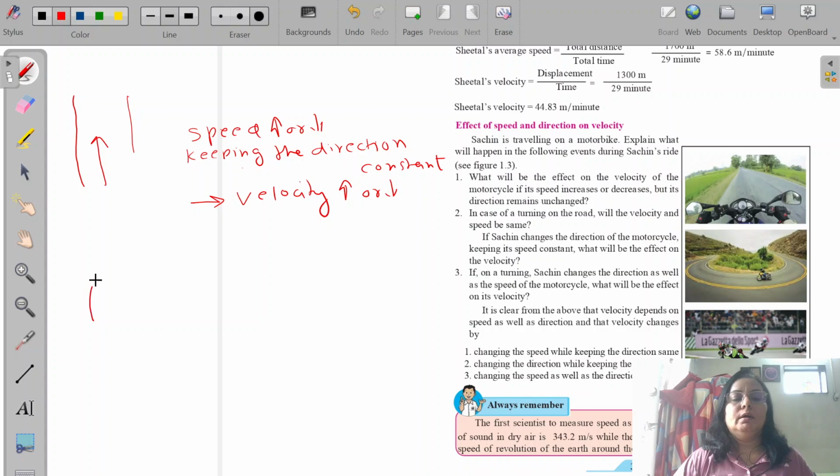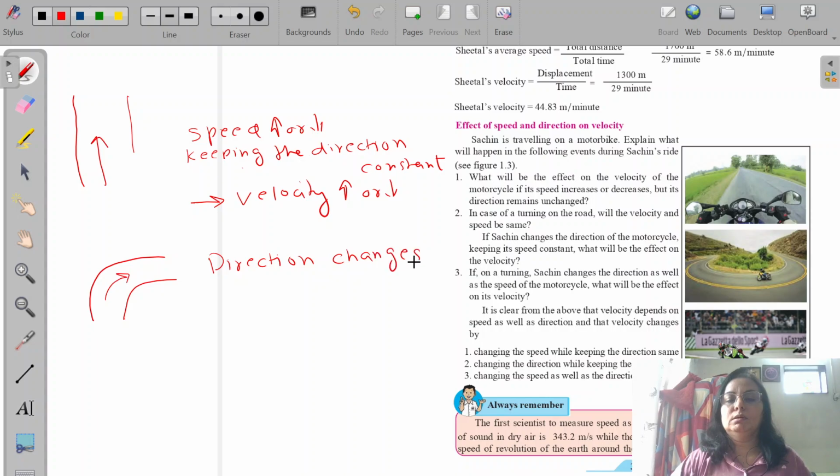Now, at the turn, he changes his direction, but speed is constant. Direction changes, but speed is constant. Then what will happen? Yes, velocity will also change because direction is changing.